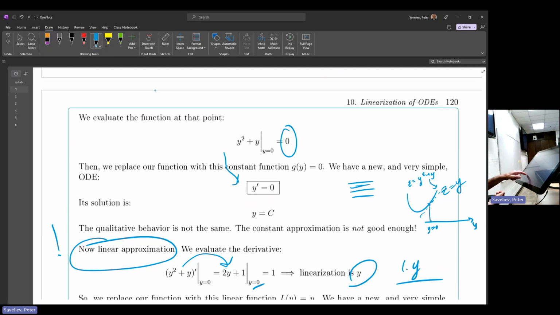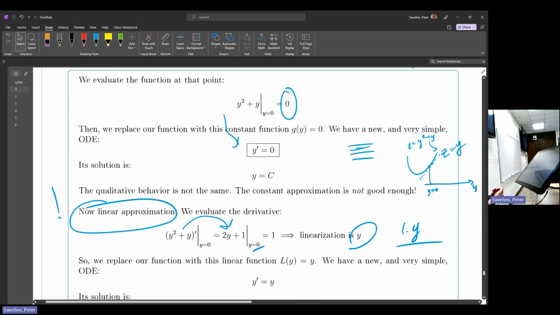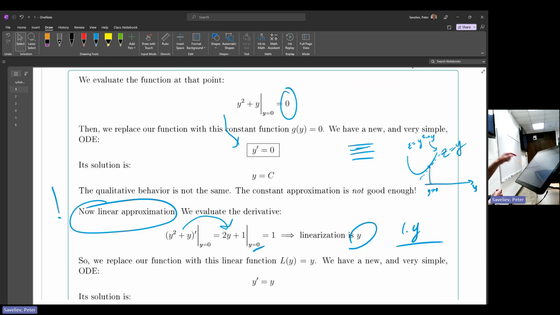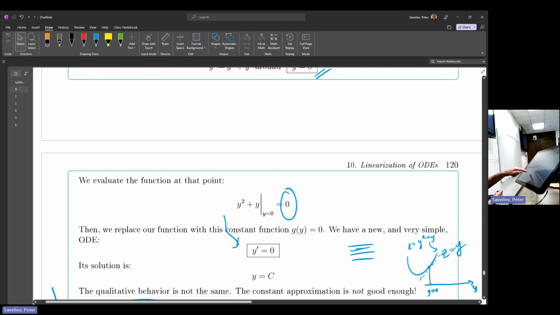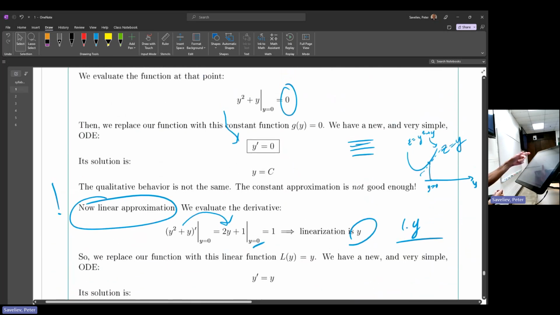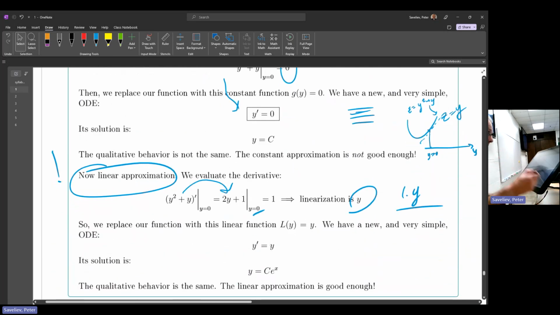To be confirmed, a valid approximation. This is my new differential equation. So instead of the one that was right in the beginning, which is somewhat complicated, I replaced it with a simpler one because it's linear now, and the solution is already available, it's in our hands.